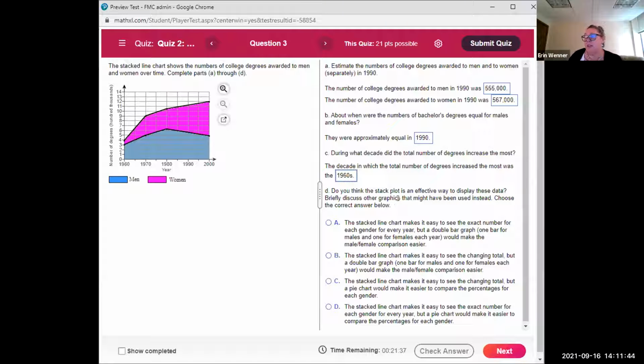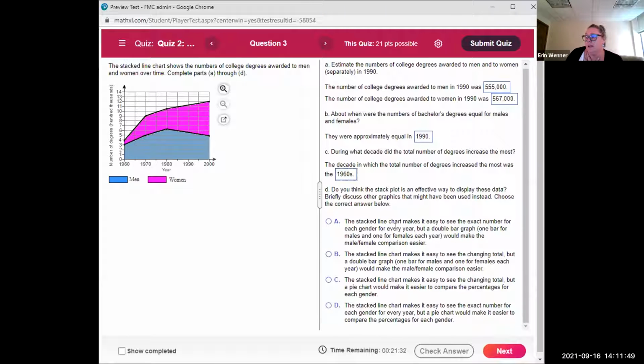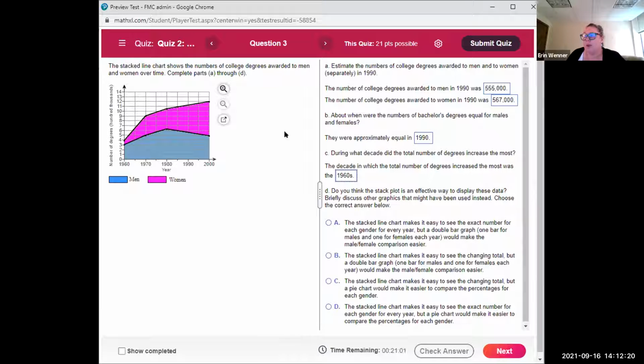And then, do you think a stack plot is an effective way to display these data? I personally think this double bar graph would make it easier. So one for male, one for female next to each other, so you're not having to subtract the two. I personally don't like those. So you've got the changing in the total. So you would end up choosing the one that makes the most sense to you, okay? So questions about this problem.